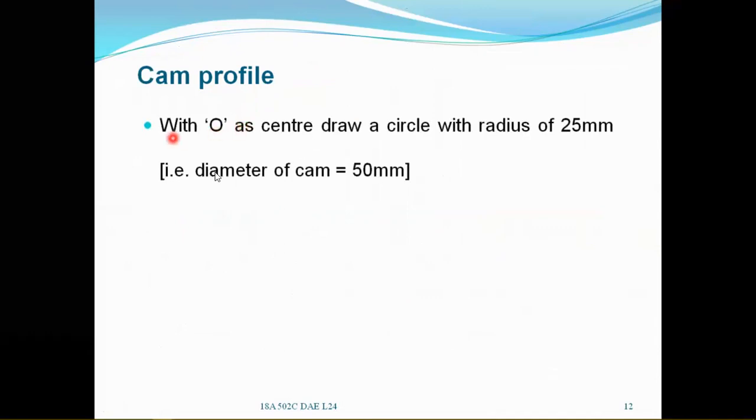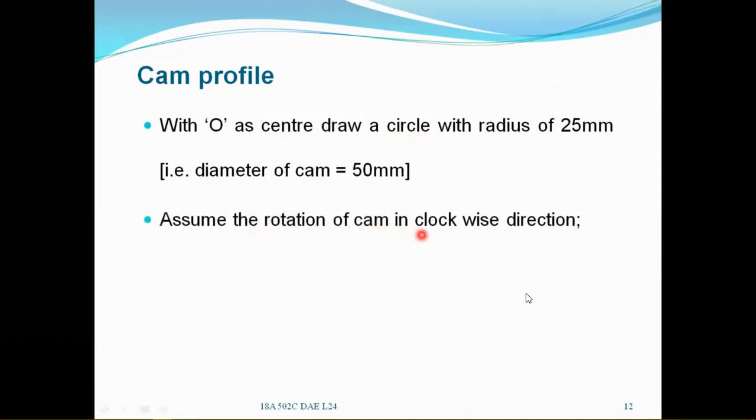So now, how to draw the profile. With O as center, draw a circle with a radius of 25 mm, because the minimum diameter of the cam is 5 centimeters, that is 50 mm. So with center O and radius 25 mm, draw a circle. It is the base circle of the cam profile.